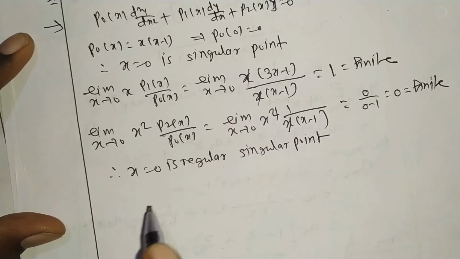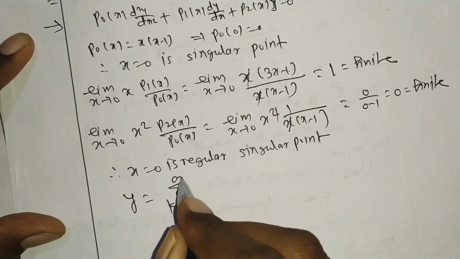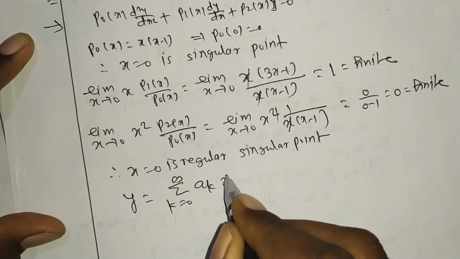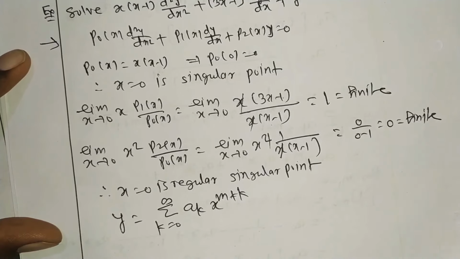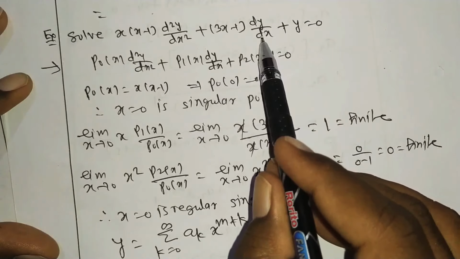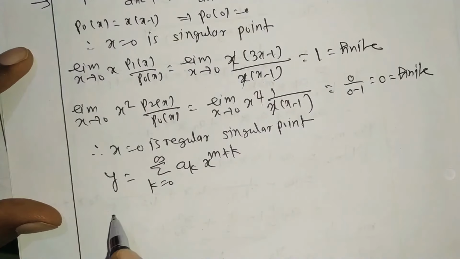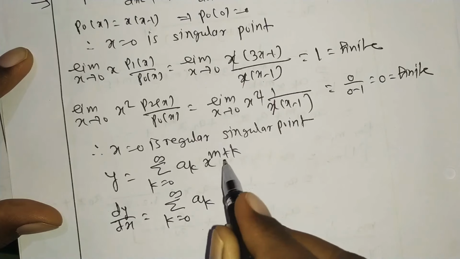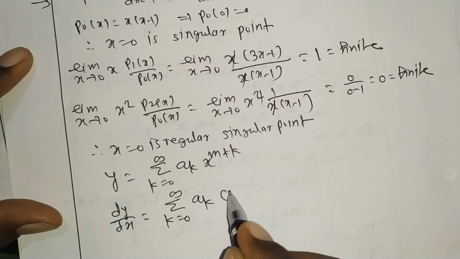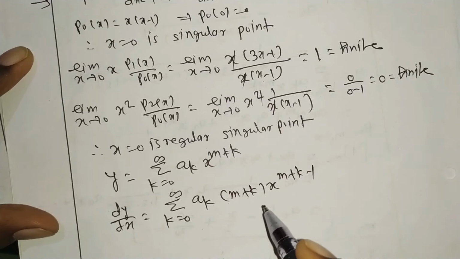And if x equal to 0 is a regular singular point, then we can take the solution of the given differential equation as y equal to summation of k varies from 0 to infinity a_k x raised to m plus k. But the given differential equation is of order 2, that is, it has dy/dx and d2y/dx², so from y we have to find those values. If you take the derivative, dy/dx is summation of k from 0 to infinity a_k into (m plus k) x raised to m plus k minus 1.